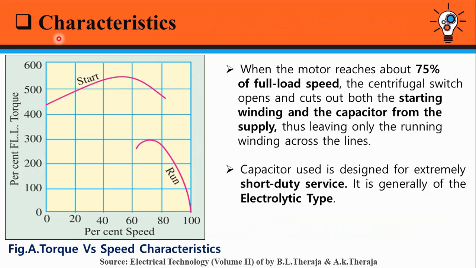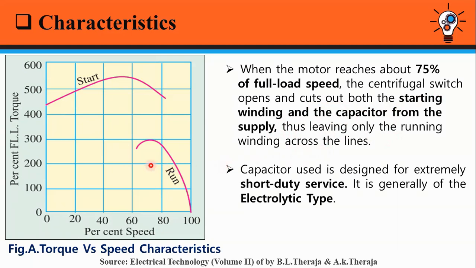Now, next topic of the session is characteristics of capacitor start induction run motor. Figure A shows torque speed characteristics of capacitor start induction run motor. At starting, as both windings are connected in circuit, high driving torque is produced due to the leading current drawn by capacitor, which you can see in the upper rising curve. But when the motor reaches about 75% of full load speed, the centrifugal switch opens and cuts both the starting winding and the capacitor from the supply, thus leaving only the running winding across the line.